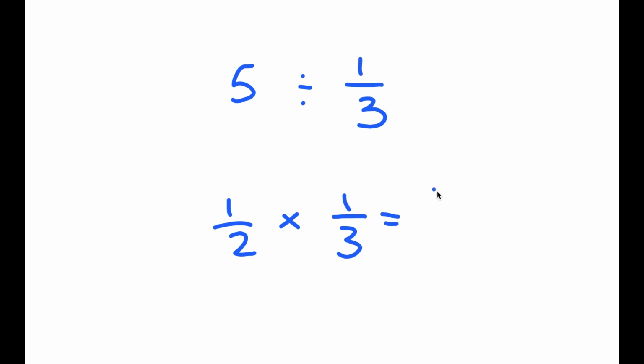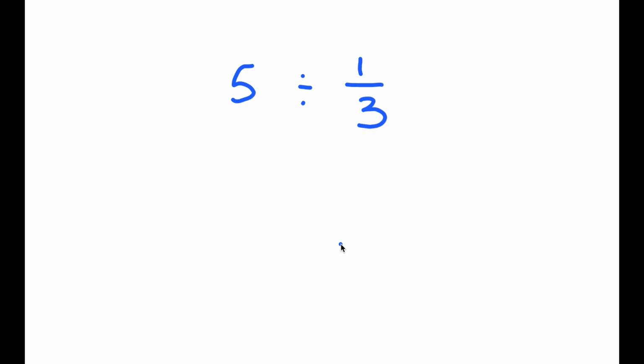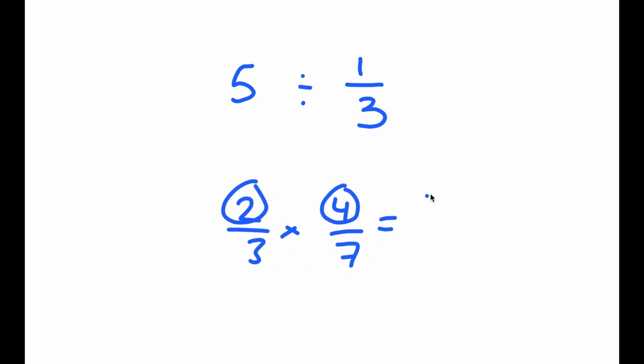What we're going to do is to find our numerator, we multiply both numerators. So 1 times 1 is 1. And to find our denominator, we multiply both denominators. So 2 times 3 is 6. So as you can see, that's really simple. Let me give you another one. Try 2 over 3 times 4 over 7. Again, we multiply our numerators, so I get 8. And then we multiply our denominators, so I get 21. 8 over 21.